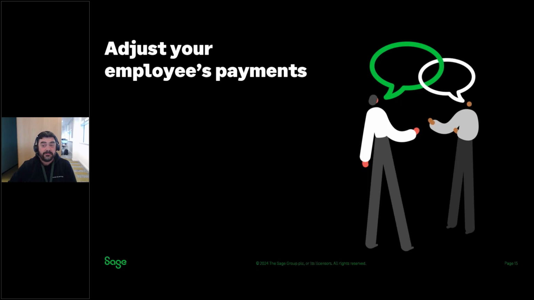So that's your setup. What we'll look at next is adjusting your employees' payments. Now, as you've just seen, the statutory payment is calculated automatically, and that will continue right up until the last day of the paid maternity leave. But you will need to make some adjustments to your employees' other payments.